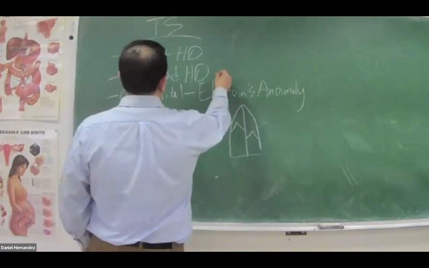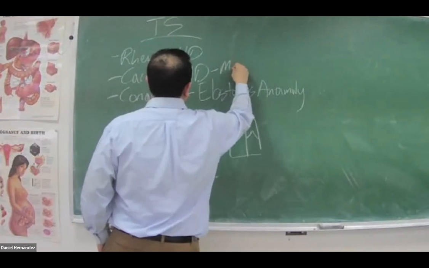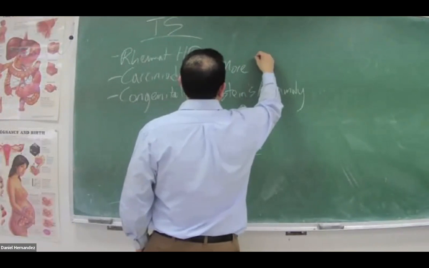Just remember, carcinoid heart disease is again more common on the right side of the heart.